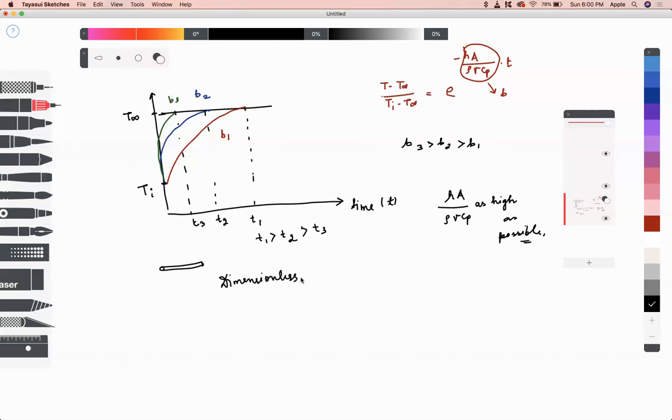just like Reynolds number tells you whether a flow is laminar or turbulent. Similarly, this dimensionless number, which is the Biot number, denoted by Bi, is called h Lc by k. This Biot number has to be less than 0.1 for lump system to be applicable.